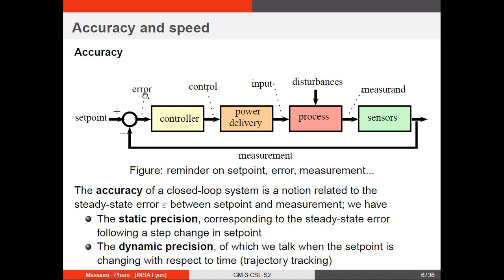We might also define a dynamic precision, which depends also on the kind of set point, for which the set point changes following a specific curve, and then we would like to see how the error follows, if it can be 0 as well, or not. For example, imagine the set point is a ramp. Can the error go to 0 eventually or not?